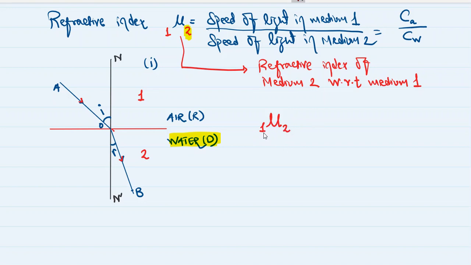So the refractive index of medium 2 with respect to medium 1 is equal to sine of angle of incidence in medium 1 upon sine of angle of refraction in medium 2, and it is also equal to speed of light in medium 1 upon speed of light in medium 2. Clear? This is the refractive index of the second medium with respect to the first medium.